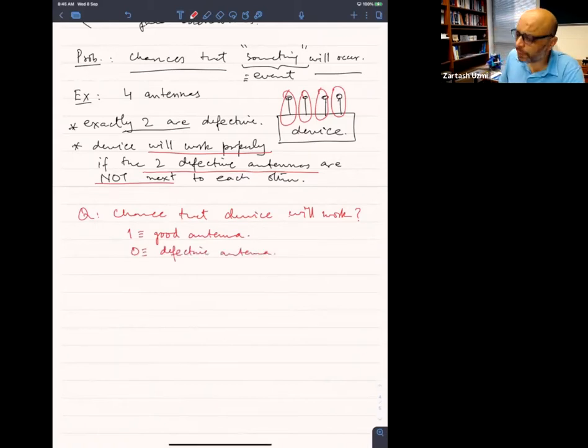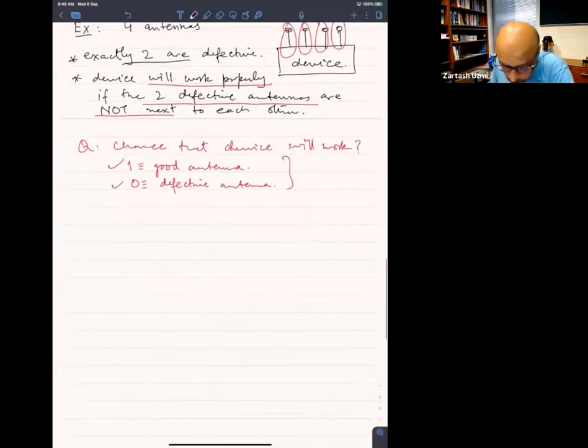Now I have to place 4 antennas. I have 2 ones and 2 zeros. 2 are defective and 2 are working properly. So if 2 are defective and 2 are working properly, what possibilities can there be? It could be 0 0 1 1.